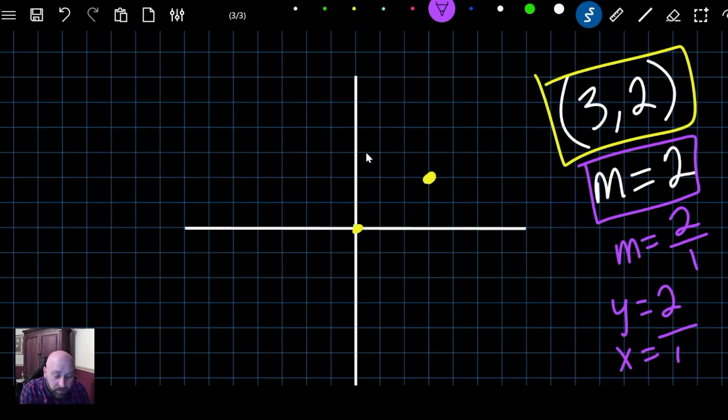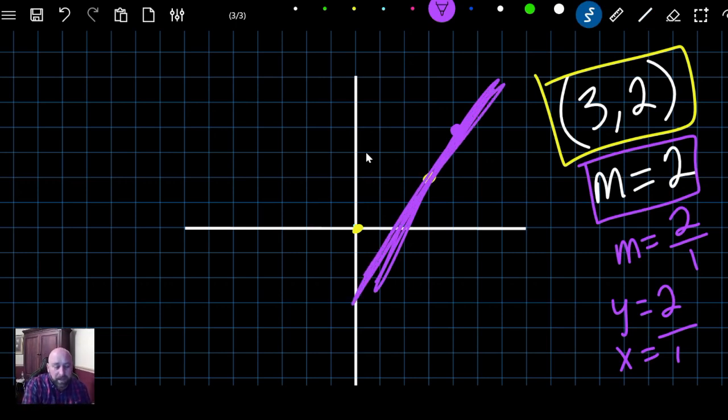So what we have to do is go up 2. And we're starting from this point that they gave us right here. So we're going to go up 1, 2, and then we're going to go over 1. Our run is 1, so we're going to go right there. There's our new point, and now we can draw our line. Now we have our line. I'll just do this right here. So our line is right there.